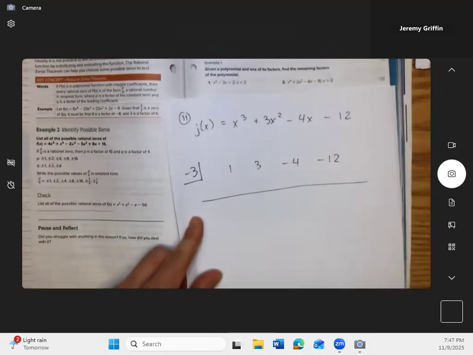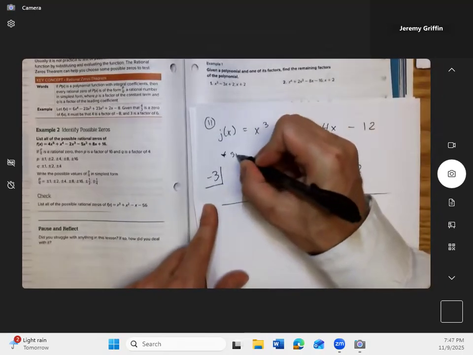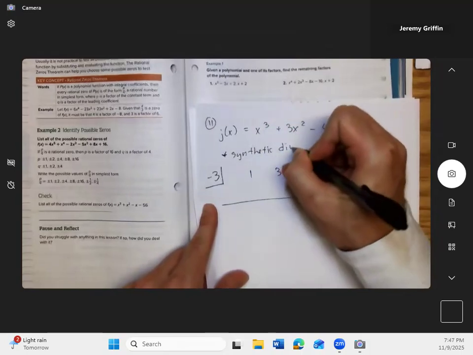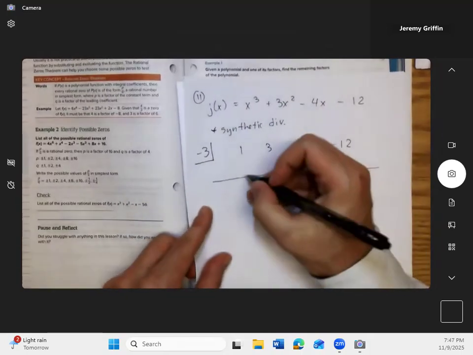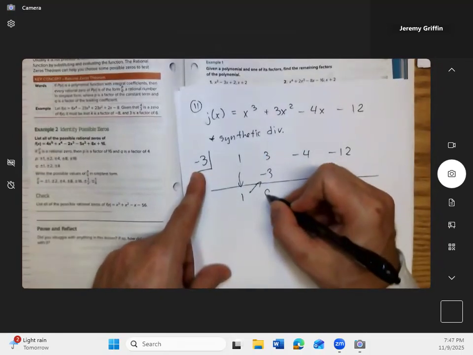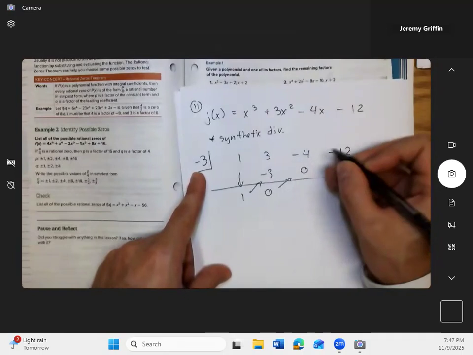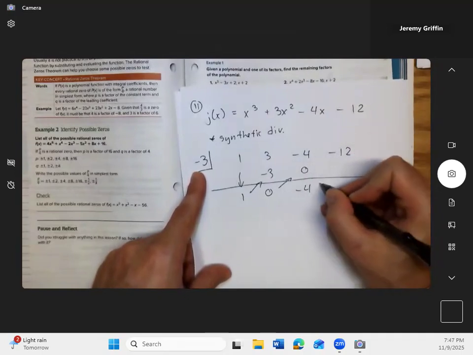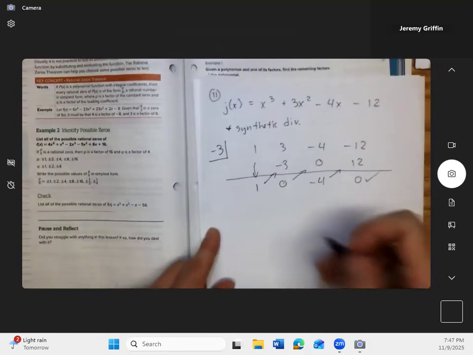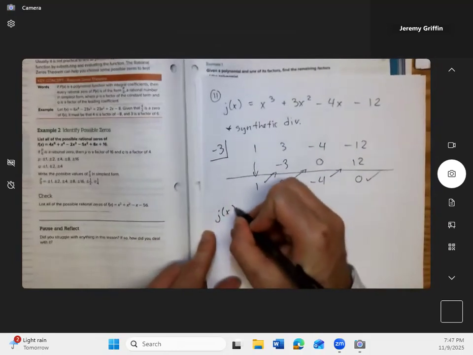Okay, let's do synthetic division first. I'll spell it out, synthetic division, to distinguish it from what I'll do next. So drop down the 1, times this -3 is -3. Add that, that's 0. So 0 times anything is 0. Add, and -4 times -3 is +12. Add that, 0. Yeah, 0 remainder.